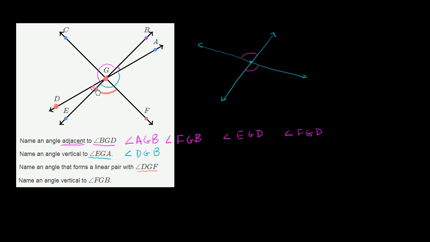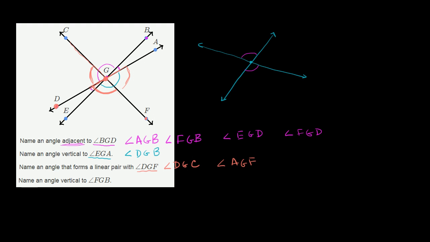So for example, if you combine angle DGF, which is this angle, and angle DGC, then their two outer rays form this entire line right over here. So we could say angle DGC. Or if you look at angle DGF, you could form a line this way. If you take angle AGF, so if you take this one, then the outer rays will form this line. So angle AGF would also work. Angle AGF.